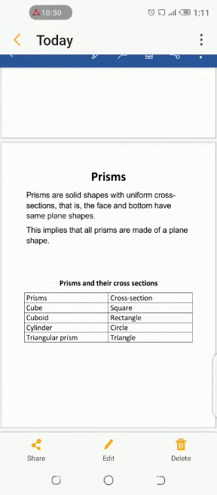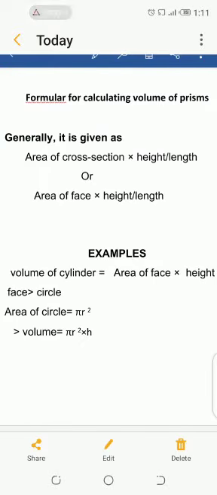I believe with this you now have a clearer understanding of what prisms are. So when you see prisms in nature, real life objects that are prisms, you should be able to identify them. Quickly, let's touch this aspect before we close for today, and that is looking at the formula for calculating the volume of prisms. Now, what is the formula for calculating the volume of prisms?